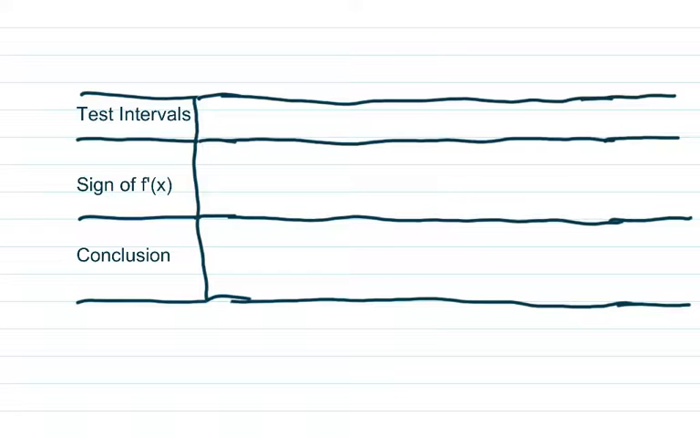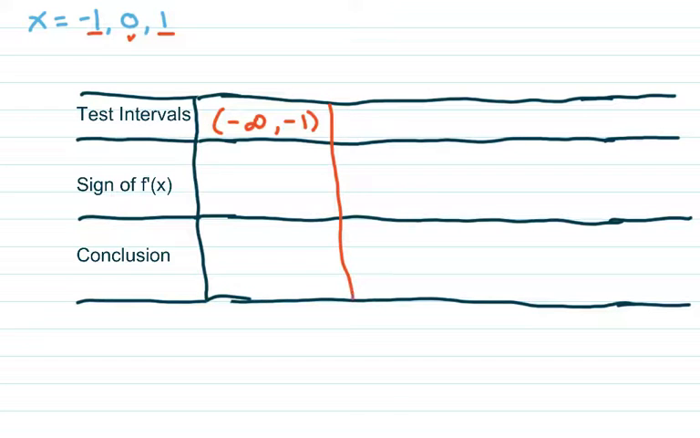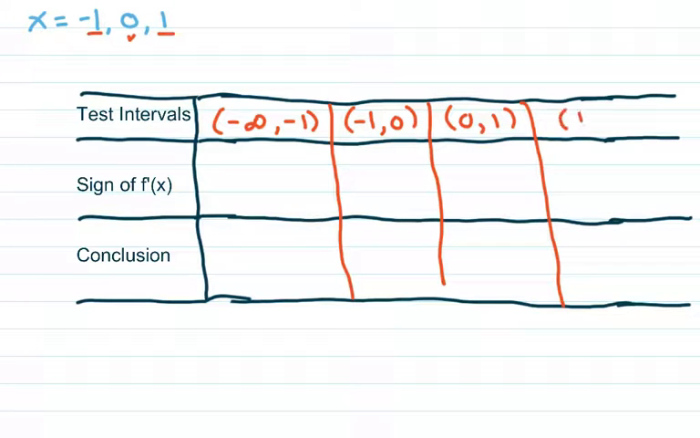So I had x equals negative 1, 0, and 1. These were our two critical numbers. This was our point of discontinuity because you can't divide by 0. So I'm going to make my intervals from negative infinity to negative 1. Then I'm going to go from negative 1 to 0. And then from 0 to 1. And then from 1 to infinity.